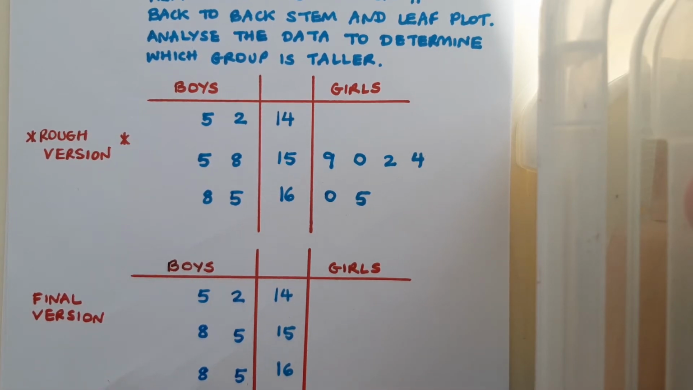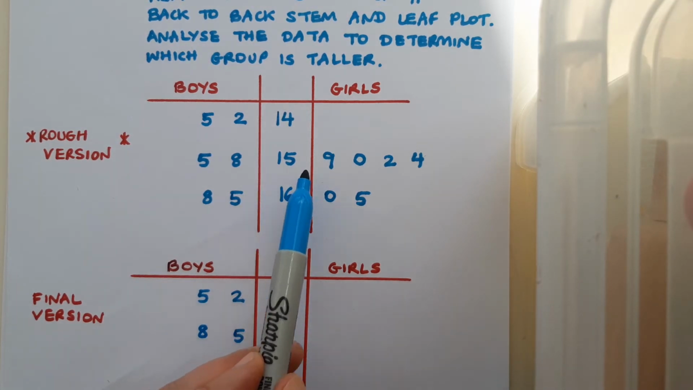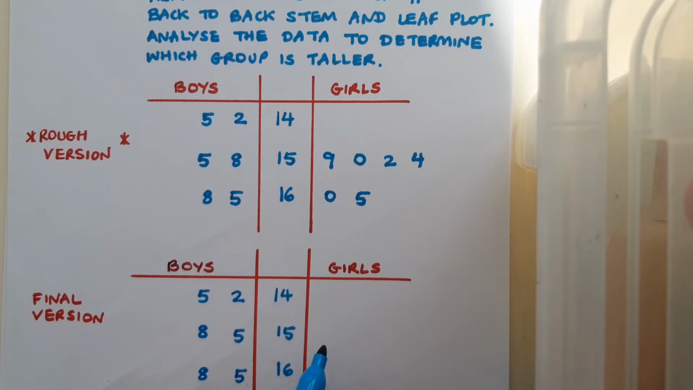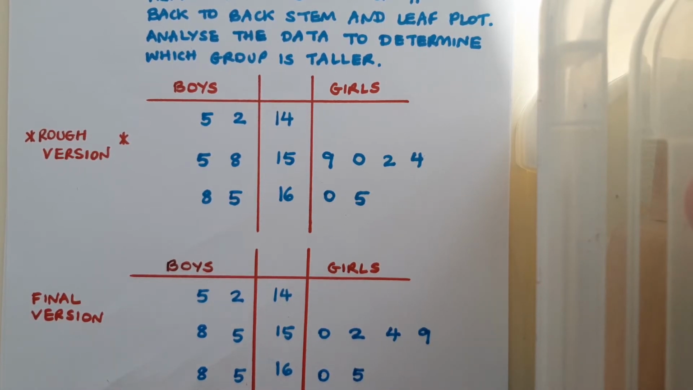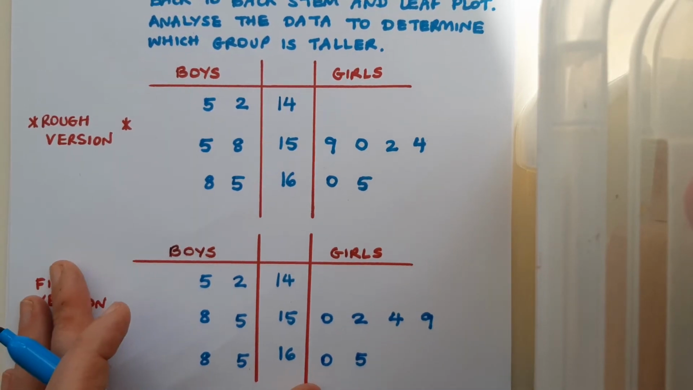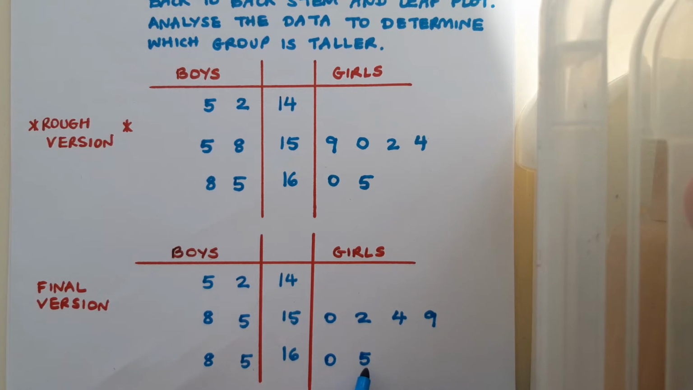I must also complete the right hand side of the graph. There's nothing to put in the row starting 14. So in the next row now, I'm going to start with 0, 2, 4, 9. My final row will be 0 and 5. Remember that this 5, for example, at the end doesn't represent the number 5, it represents the number 165.